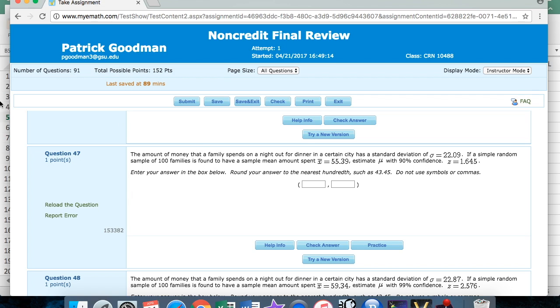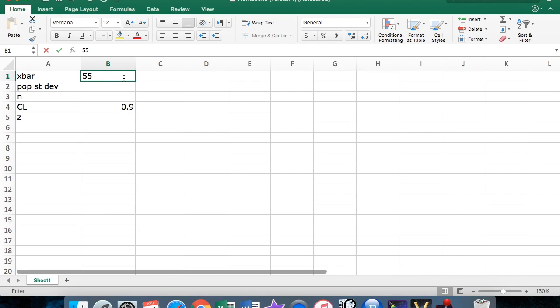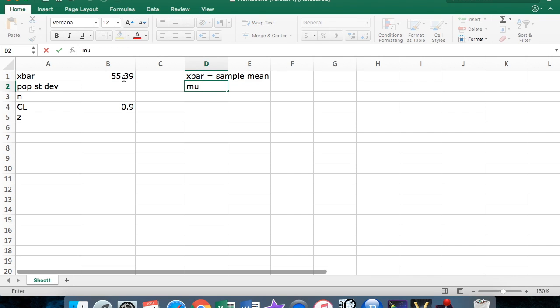My x bar is 55.39. Now remember, x bar is equal to sample mean. Mu equals population mean. So just remember that Greek letters are usually always your parameters, and then the normal English alphabet characters are usually always the sample statistics.